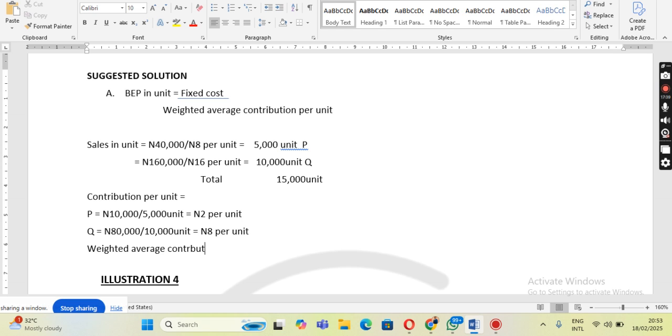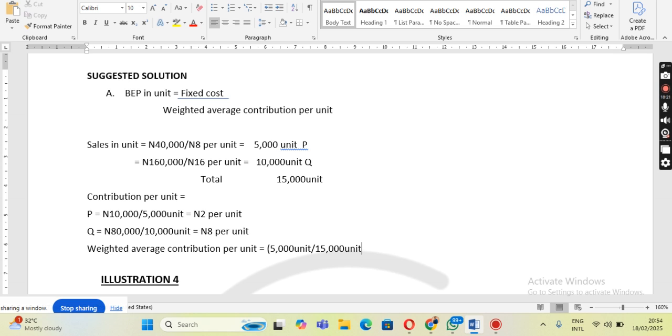Contribution for the two products per unit is equal to, now, let's go there. Open brackets, class. Now, the mix: the first one is the units. You deal with the unit, which is P. You say 5,000 units divided by the total units, because you want to get the mix, the percentage of P. The total unit is what? 15,000. When you divide, it gives you the sales in units mix, the percentage of P in the total of 15,000 units.